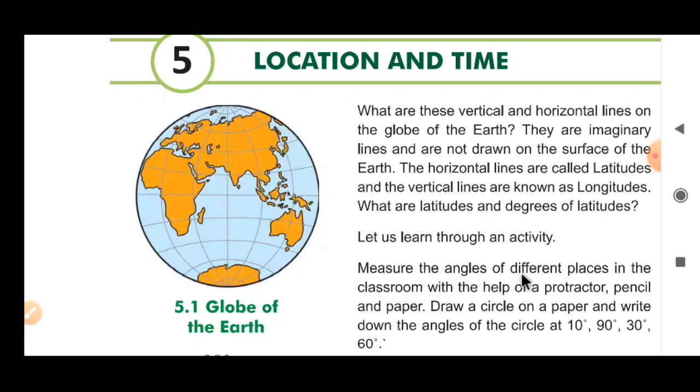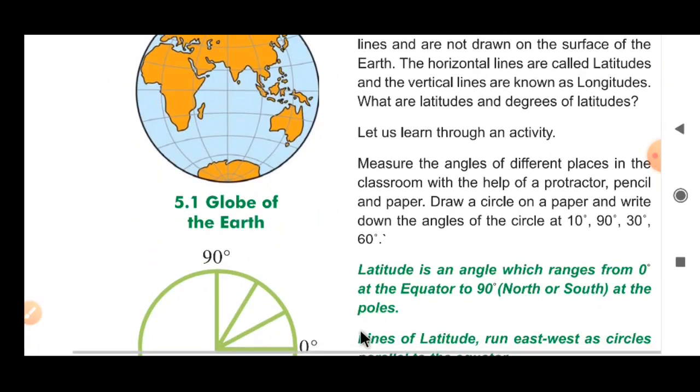Measure the angle of different places in the classroom with the help of a protractor, pencil and paper. Draw a circle on a paper and write down the angles of the circle at 10 degree, 90 degree, 30 degree and 60 degree. So student, you have to do this activity at your home and you have to take a protractor, pencil and paper. So draw a circle on the paper.